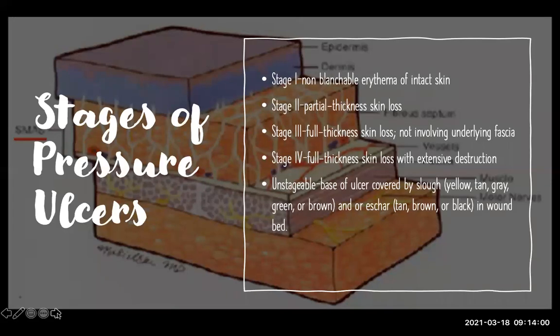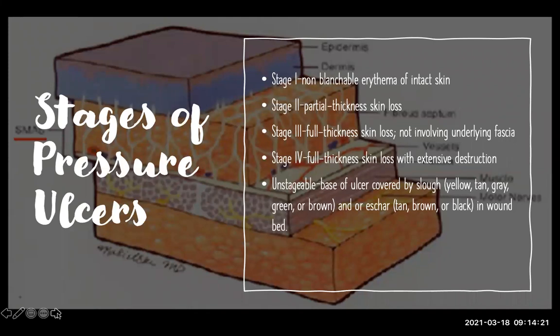And it may have formed eschar on top. So the eschar looks black, it looks tan, it looks brown also, and it's hard. It's very hard, like a candy crust top.